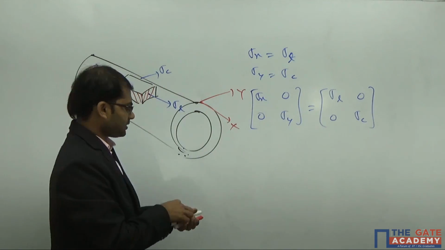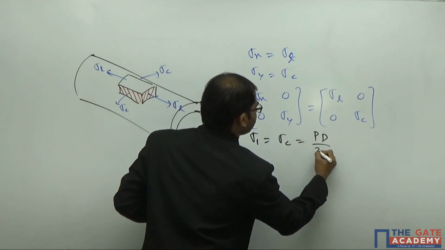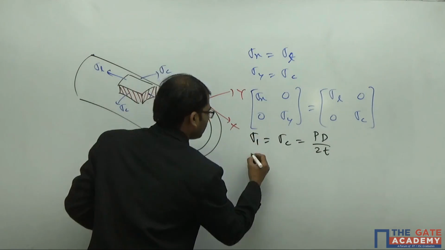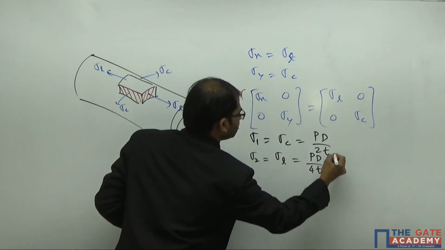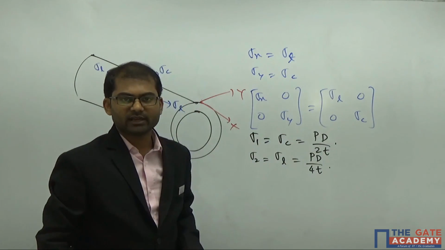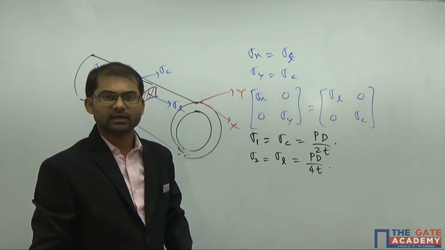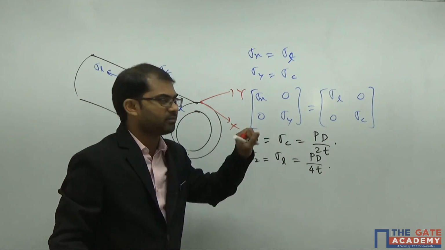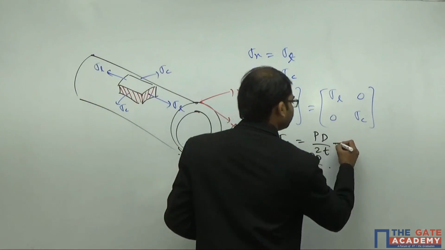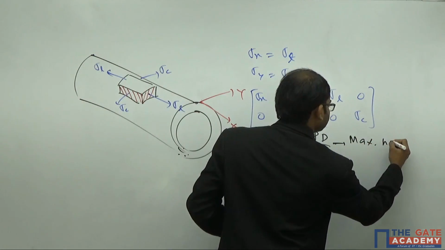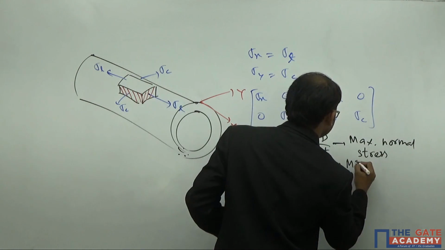So in this case, maximum principal stress will be denoted by sigma 1, and that is given by sigma c, and it is given by PD by 2t. And minimum principal stress is given by sigma L, and it is given by PD by 4t. So this is how we're going to get these values here. So if anybody asks you the maximum normal stress induced inside the material of the thin cylinder, immediately you have to go with finding out sigma c, which is the circumferential stress. I'm writing out here maximum normal stress and this is minimum normal stress.